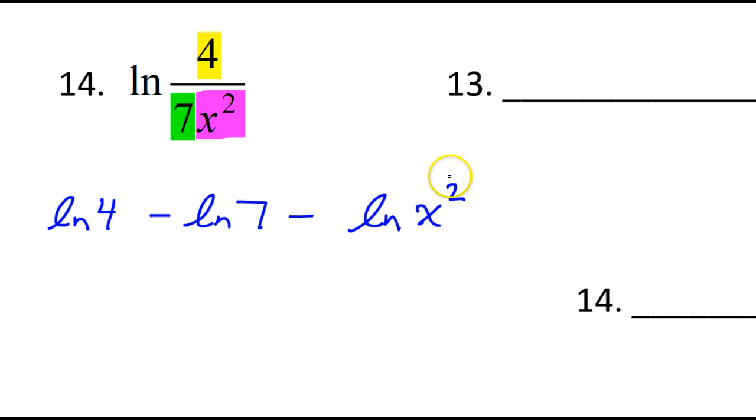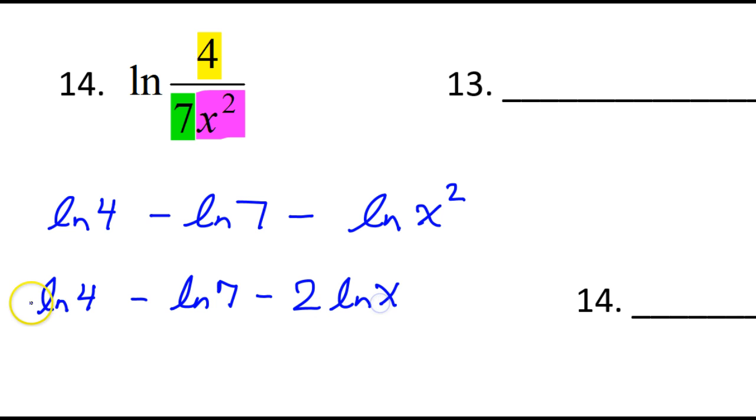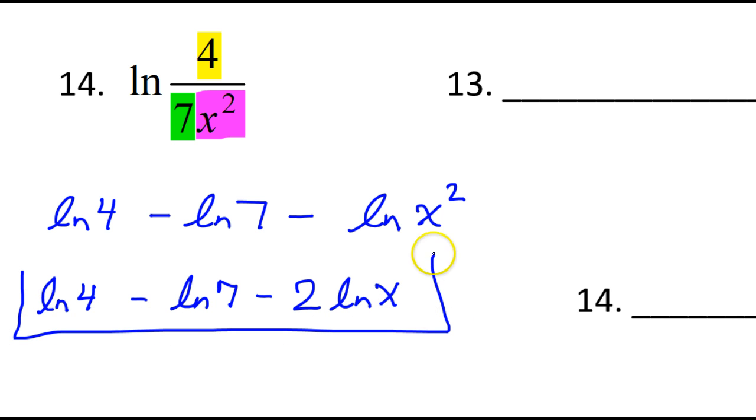All right, so last step, this exponent has to move to the front. So the final answer would be natural log 4 minus natural log 7 minus 2 times natural log x. So that would be your final answer for number 14.